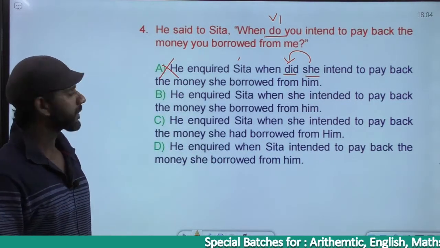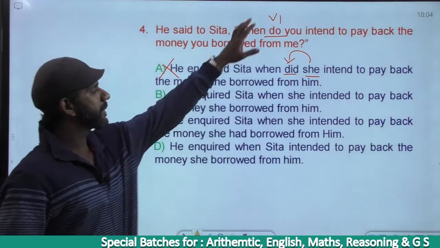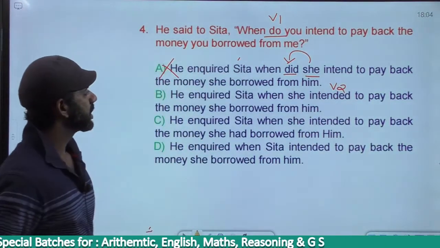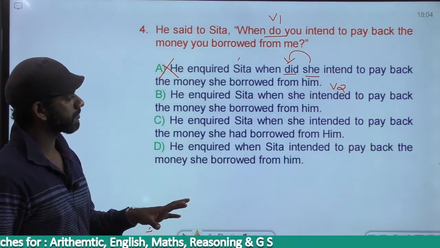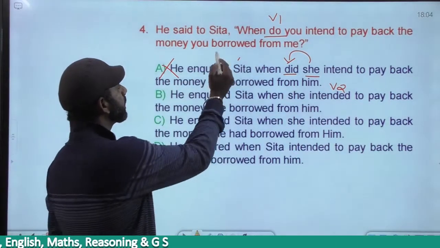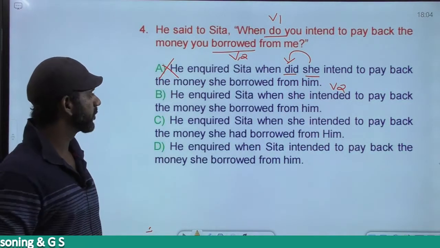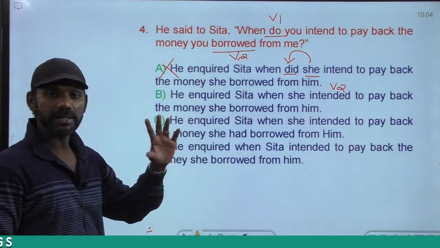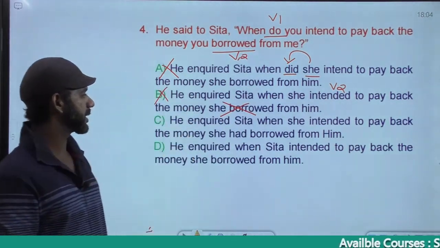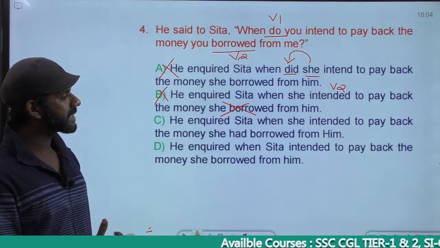Come to option B. He inquired Sita when she intended. Simple present became simple past. Intended to pay back the money she borrowed from him. Now, you borrowed from me is simple past. According to the rule, simple past must become past perfect. She borrowed is simple past. It's not past perfect. So this is wrong. Option B is eliminated. Come to option C. He inquired Sita when she intended.